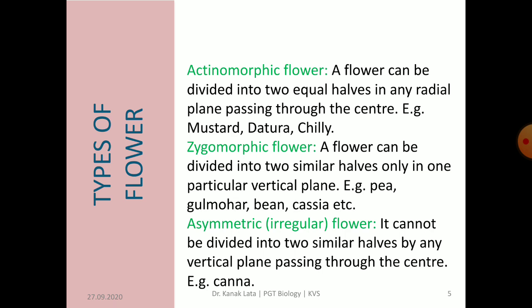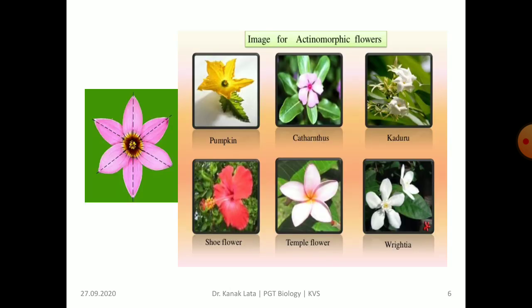Now it is about asymmetric flower. It cannot be divided into two similar halves by any vertical plane passing through the center. For example, it is seen in canna flower. Here you can observe various actinomorphic flowers of pumpkin, catharanthus, kaduru, Sioux flower, temple flower, retia, etc.